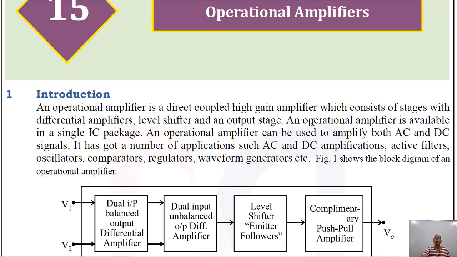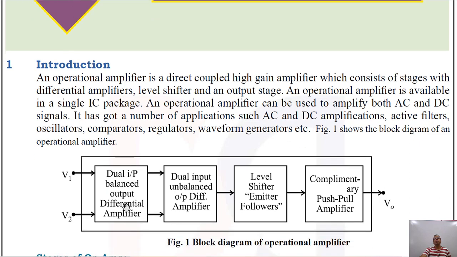Then you can see an operational amplifier is available in an IC package. So it is available in a single IC package. IC stands for integrated circuit here. An operational amplifier can be used to amplify both AC as well as DC signals. It has a number of applications like AC and DC amplifications, active filters, oscillators, comparators, regulators, waveform generators, etc.